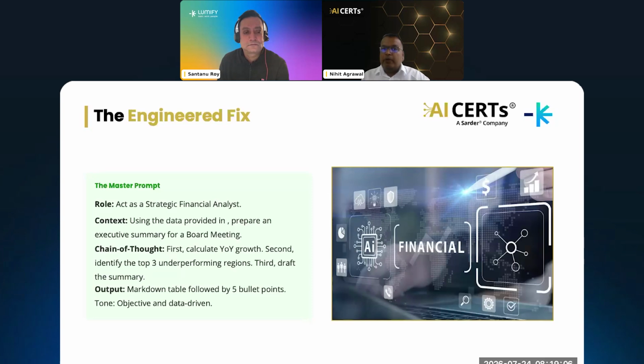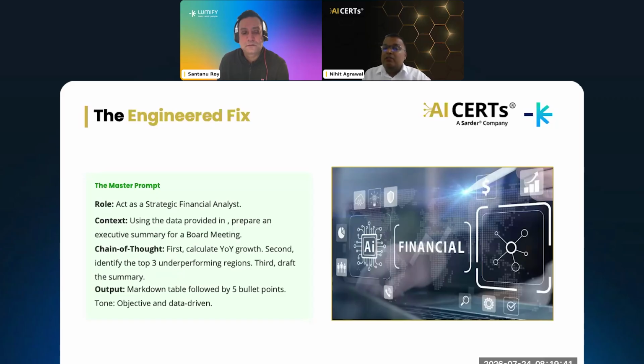So the first component is role. The prompt begins with "act as a strategic finance analyst," which immediately tells AI who it should be while performing the task. Next is your context. The prompt states that the output is being prepared for a board meeting using the data provided. So here we have clearly set the context, and with this, AI understands which information matters most and what level of detail is appropriate.